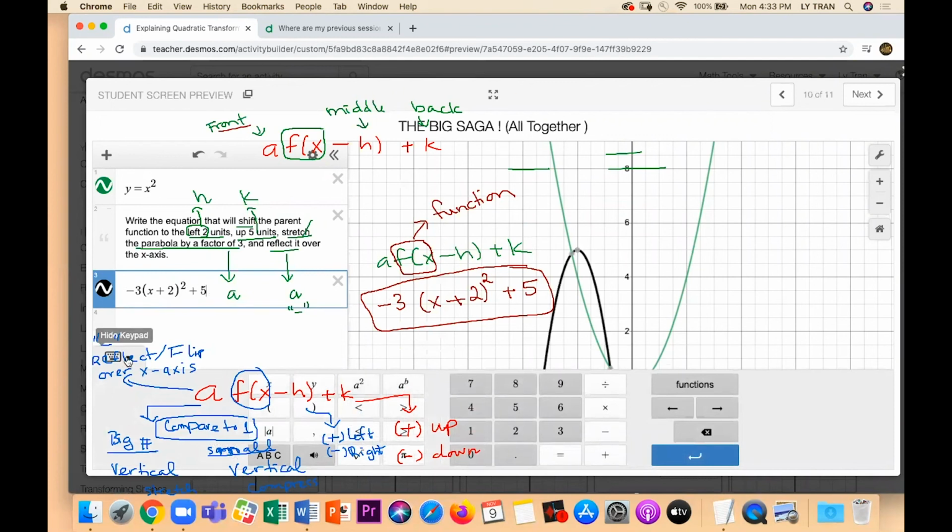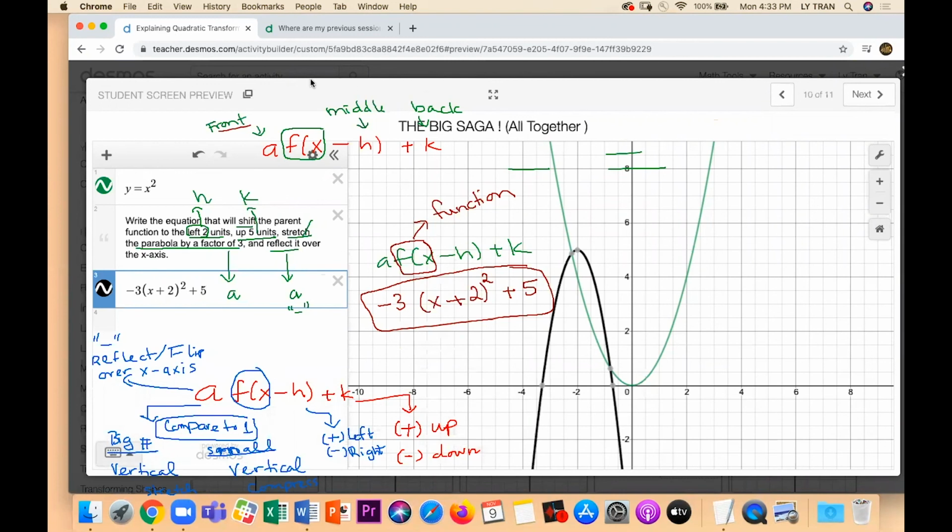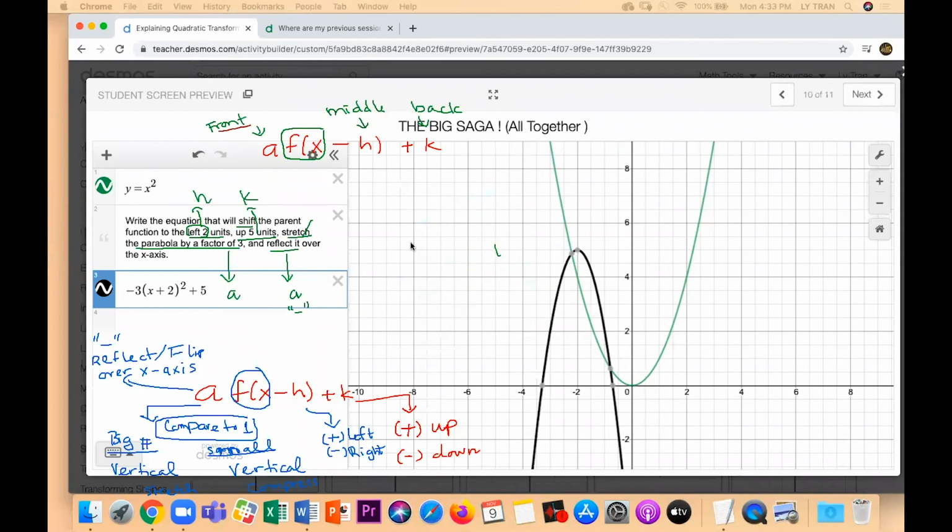Okay, so take a quick look. Let's observe what we have to see if it's correct or not. Let me erase some of this. So first thing first, they said we're going to shift the parent 2 units to the left. So let's check it out. Did I go 2 units to the left? I start from here, so I go to the left, 1, 2. I stop right there, right?